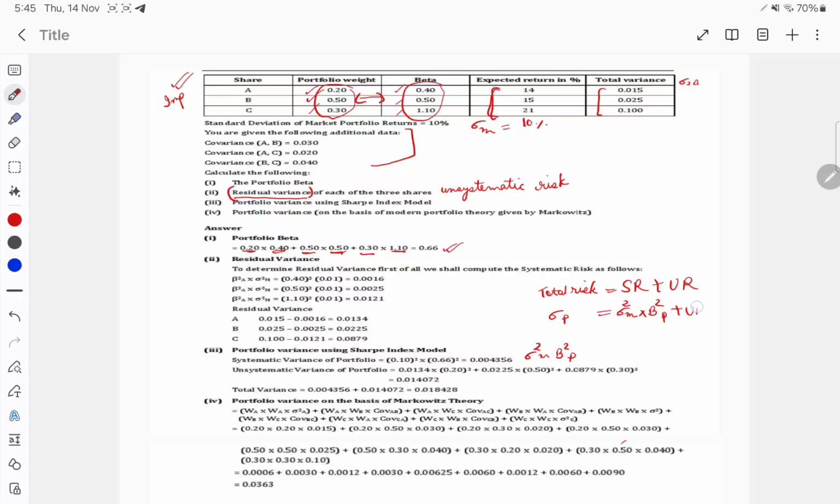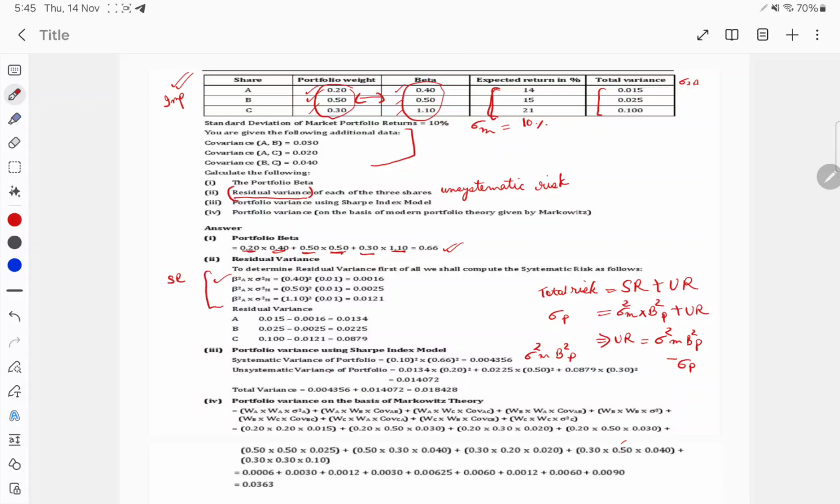And unsystematic risk, how will you calculate? Put it in the equation. It will be total risk minus systematic risk. So basically this is the process. Now similarly, they have calculated what I have said. They have calculated beta square of A into variance of market. So basically this is the formula for calculation of systematic risk.